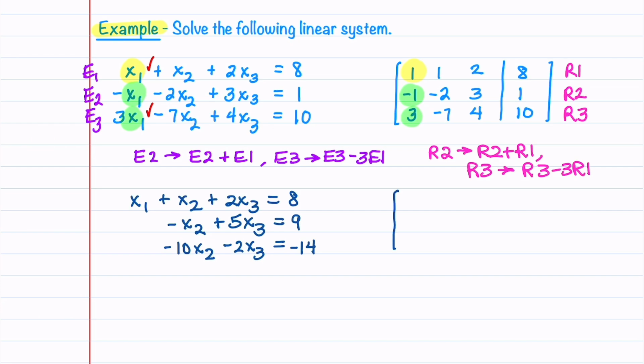Our augmented matrix now looks like this. 1, 1, 2, 8. And then we're going to add row 1 to row 2. So we get 0, minus 1, 5, 9. And then we'll multiply row 1 by minus 3 and add it to row 3. So we get 0, minus 10, minus 2, minus 14.